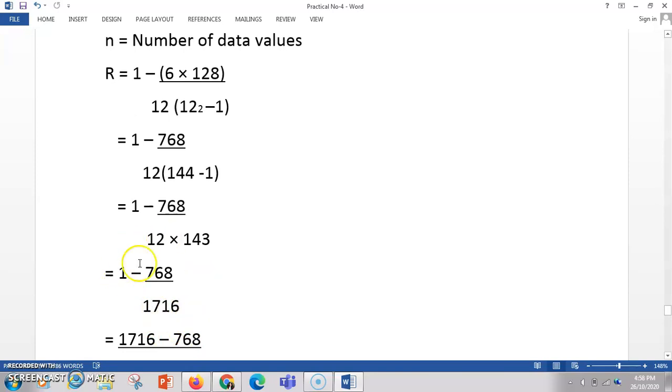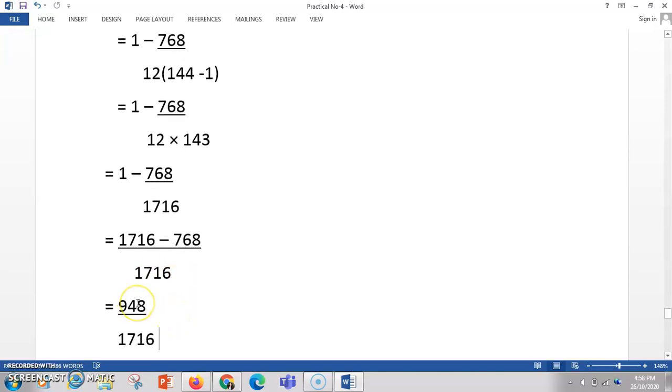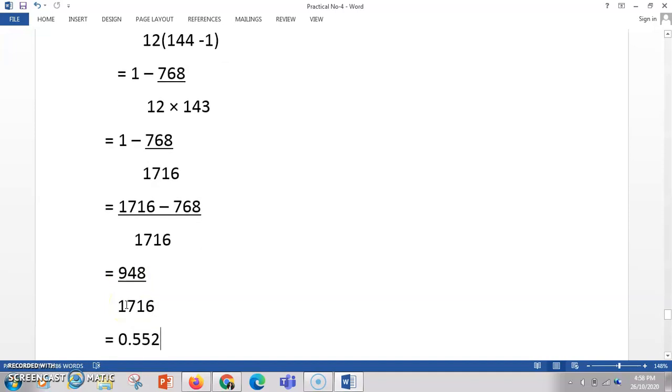Now how are you going to solve this? You are just going to subtract this from 1. So 1716 minus 768 upon 1716. This is how you are going to solve this equation. After subtracting 1716 minus 768, you are going to get 948 upon 1716, and after division you get the value 0.552.